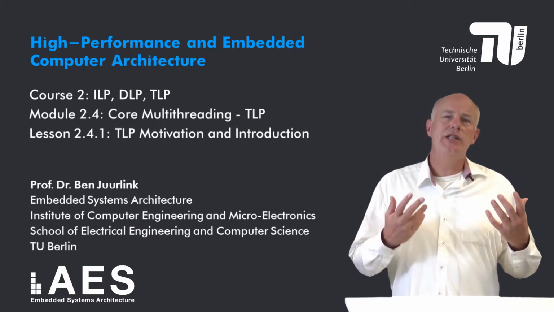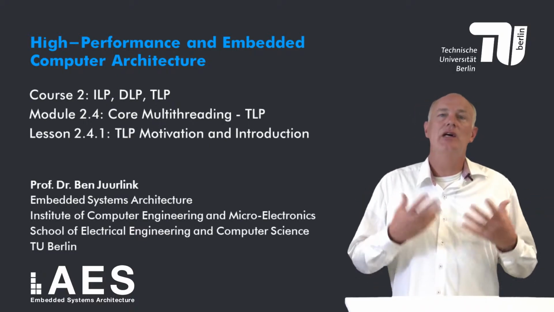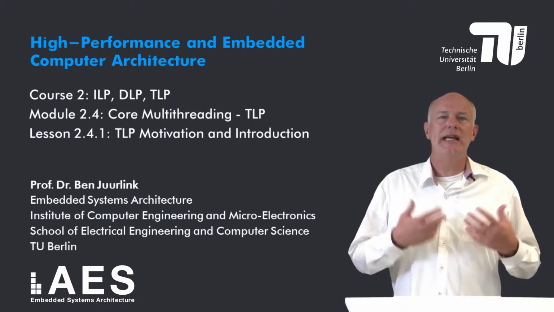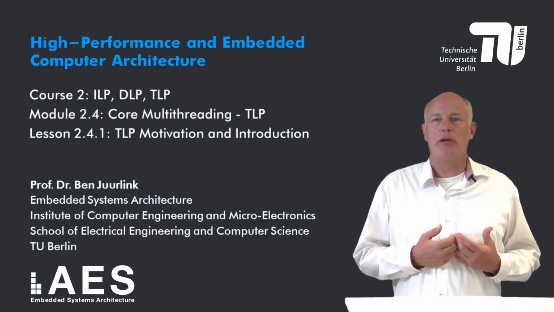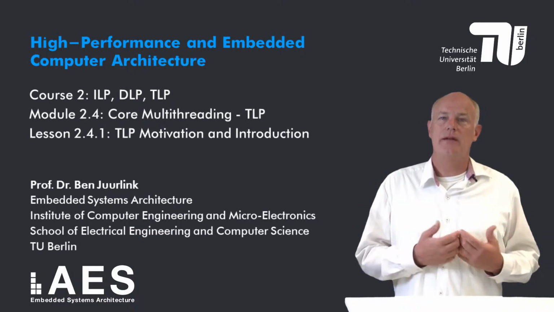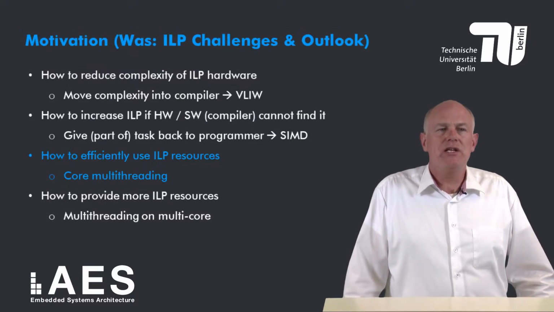In this lesson we start a new course on exploiting thread level parallelism, TLP, to improve the throughput of a single core. The purpose of this lesson is to motivate executing multiple threads on a single core, or core multithreading, as I like to call it. First, as usual, the motivation.